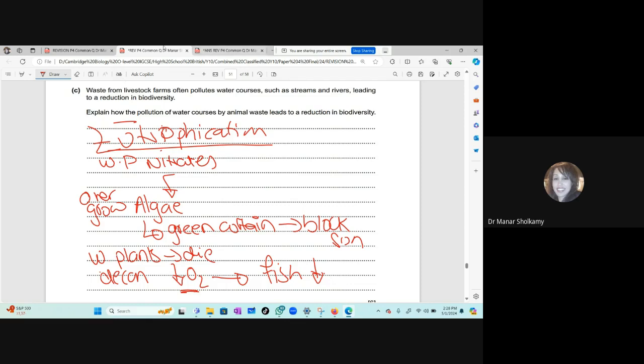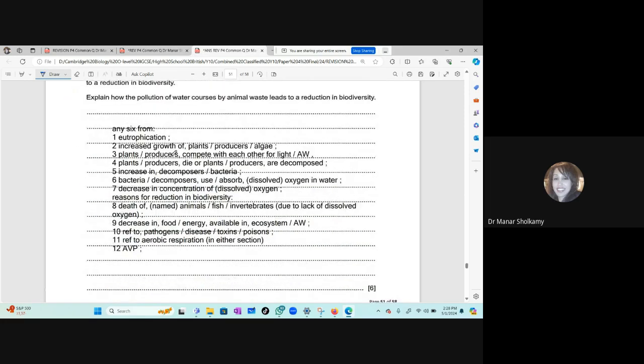Now, again, I want to look at the answers for a particular reason. The first word is eutrophication, and then everything here we mentioned, but it's not in order. They said increased growth of plants, or algae. We said that. The plants or the producers will compete with each other for light, and they will die, or are decomposed, increase in decomposers, bacteria decomposers, they will use up the oxygen, decrease in concentration of oxygen, we said it, reduction in biodiversity, death of the fish. Okay, these all are points.